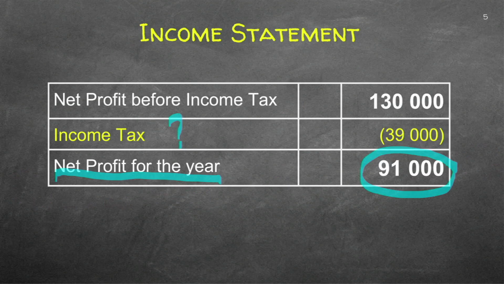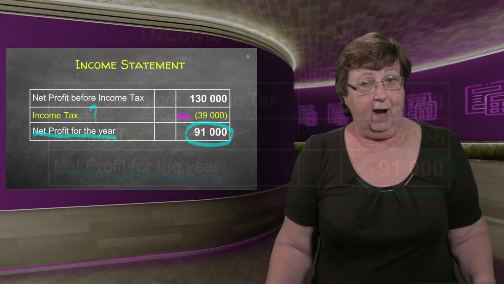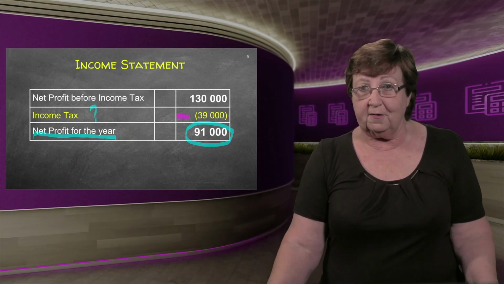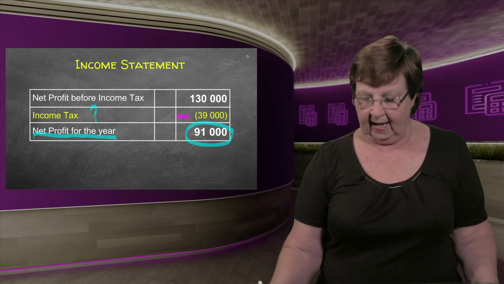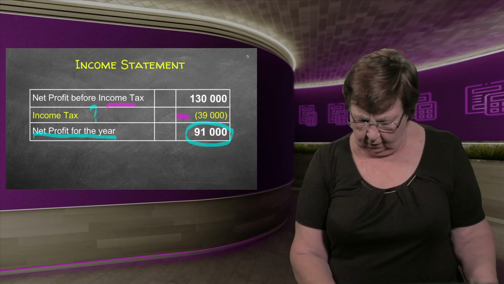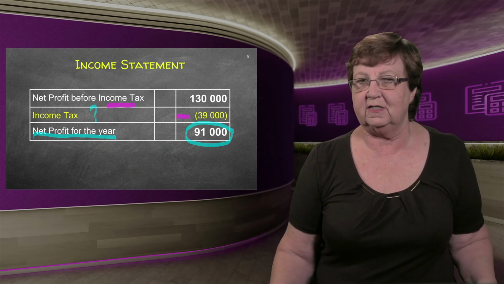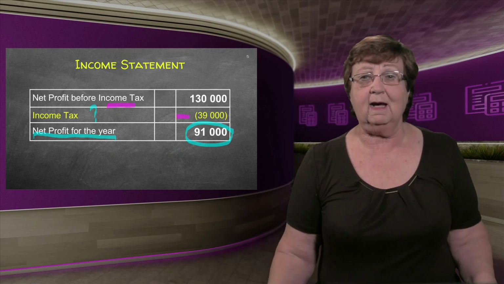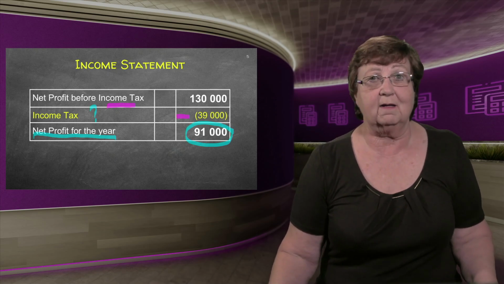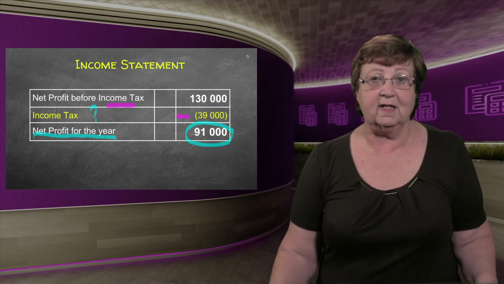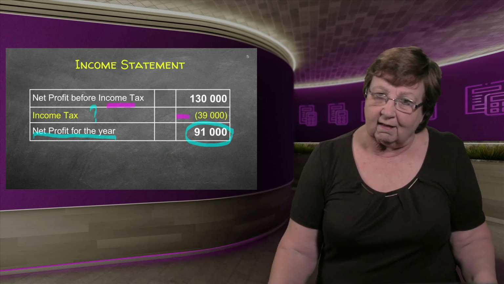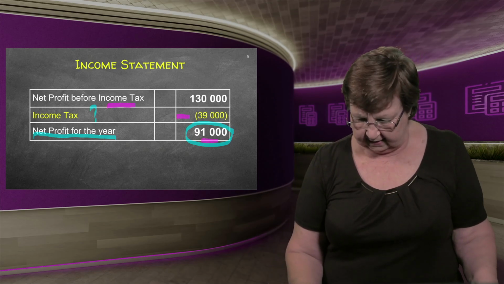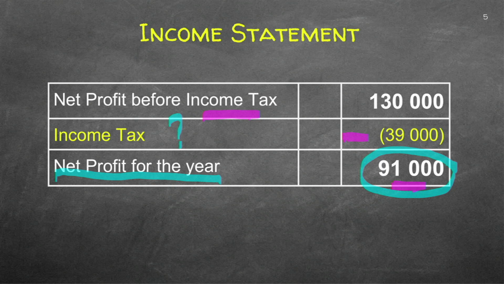And so if we go back to the next slide, you will see that here I've shown the income tax at 39,000 Rand. So it's in brackets because it's going to be an outflow of money. It is an expense. And so my net profit before income tax was 130,000 minus my income tax. Now you'll remember we showed our income tax in the appropriation account. And so the actual realistic net profit for the year is 91,000 Rand.